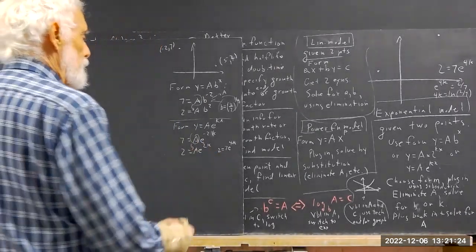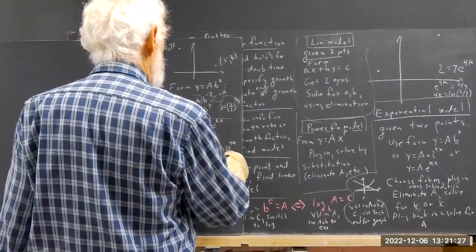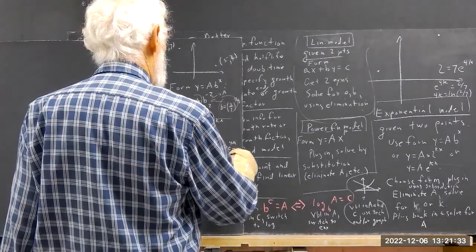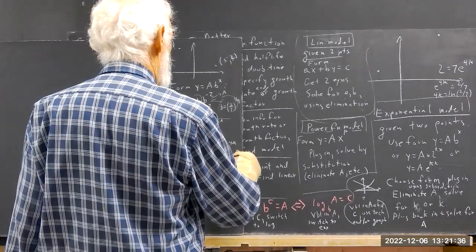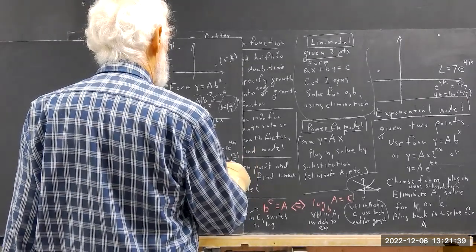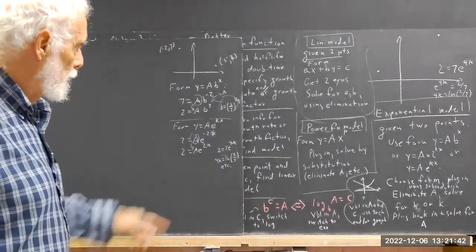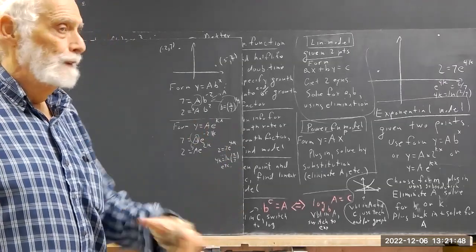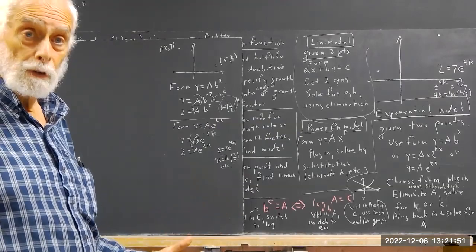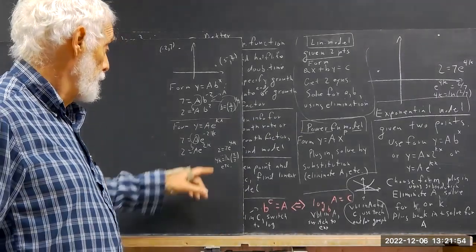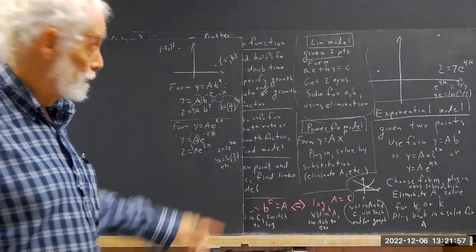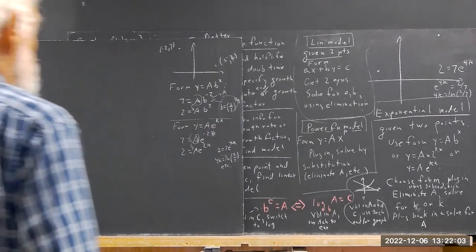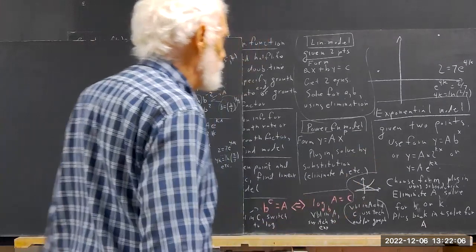So you get 2 equals 7 e to the 4k, and that gives you k equals natural log of 2/7, all divided by 4. You punch the natural log of 2/7 into your calculator, since you have a natural log function on any calculator, and then divide that by 4. Straightforward.